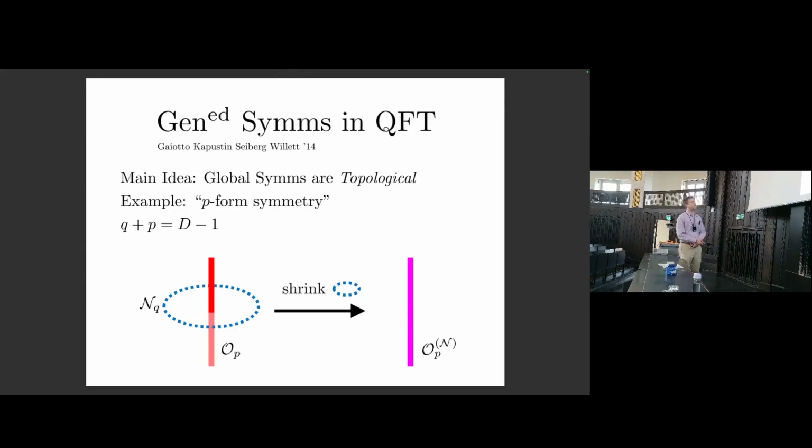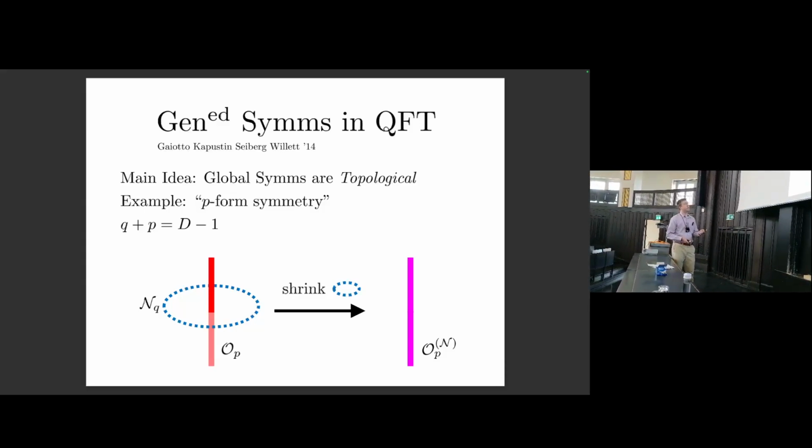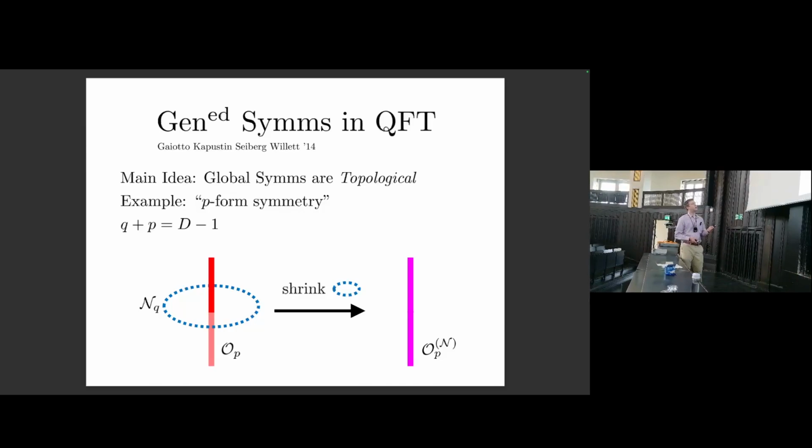This has already been discussed a bit, so I'll try to be brief. The key idea in the context of generalized symmetries in quantum field theory, now about a decade old, is to reformulate what we mean by a symmetry in terms of a more topological object, something that links with an extended operator of interest. Here I've indicated a symmetry operator N_q, supported on a q-dimensional manifold, and O_p, some defect or other operator supported on a p-dimensional subspace. The action of the symmetry operator on the defect O_p is obtained by just shrinking it.